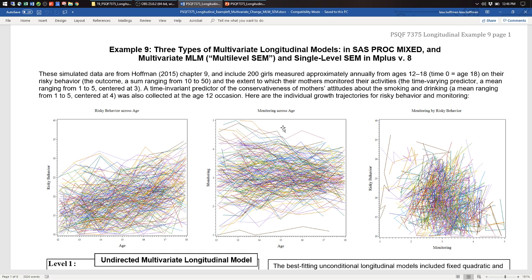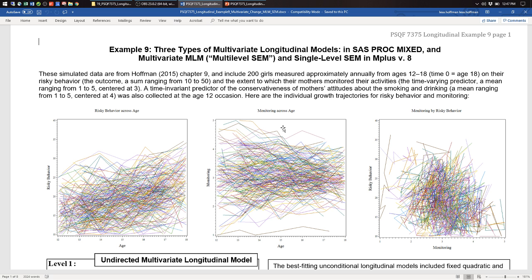So here is a plot of individual trajectories for risky behavior. It starts to grow as they get older. So risky behavior would be all the things you don't want your children doing. Smoking, drinking, unprotected sex, shoplifting, all that kind of stuff, badness. The predictor is the extent to which the mother monitors their child. So thinking that if you keep a closer eye on your kid, maybe they don't do all these bad things. And so here are trajectories for that variable.